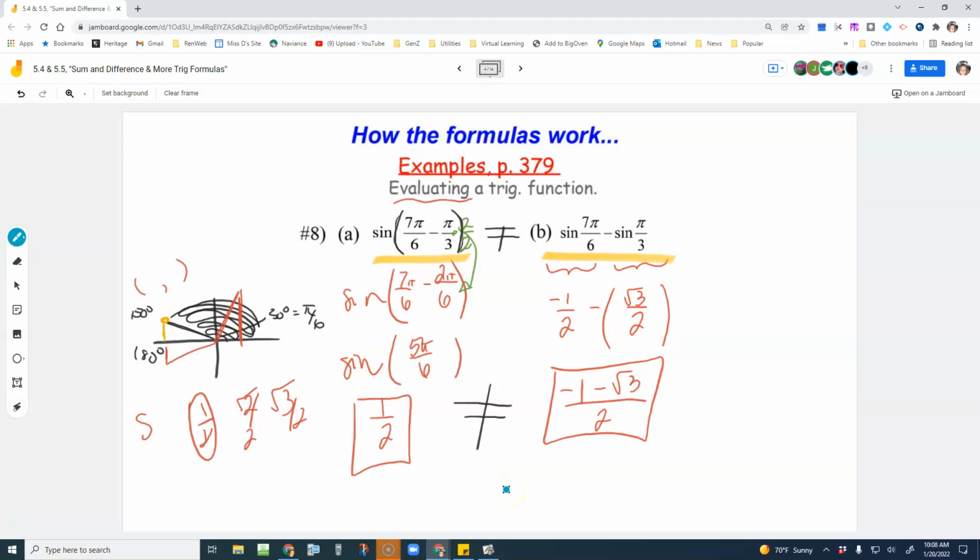Use your unit circle. Anybody working on number 7 who does not have number 7 done yet? Exactly. Do it now. You have an example on the board just like it. I'm not going to show you the answer again. I'm going to show you how to do it. Ready, set, go.